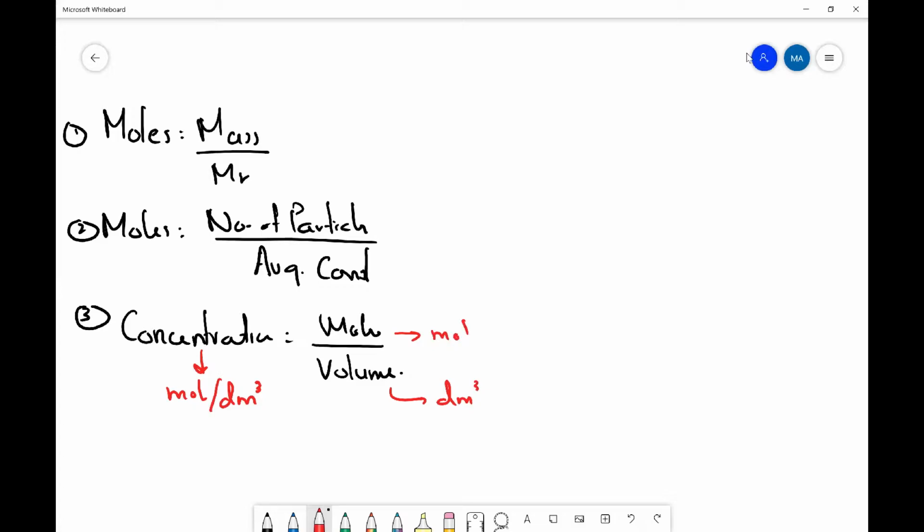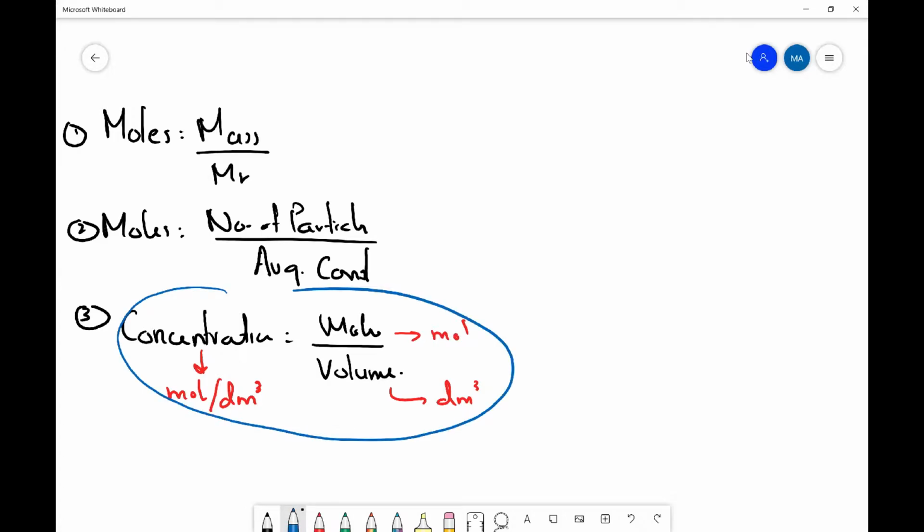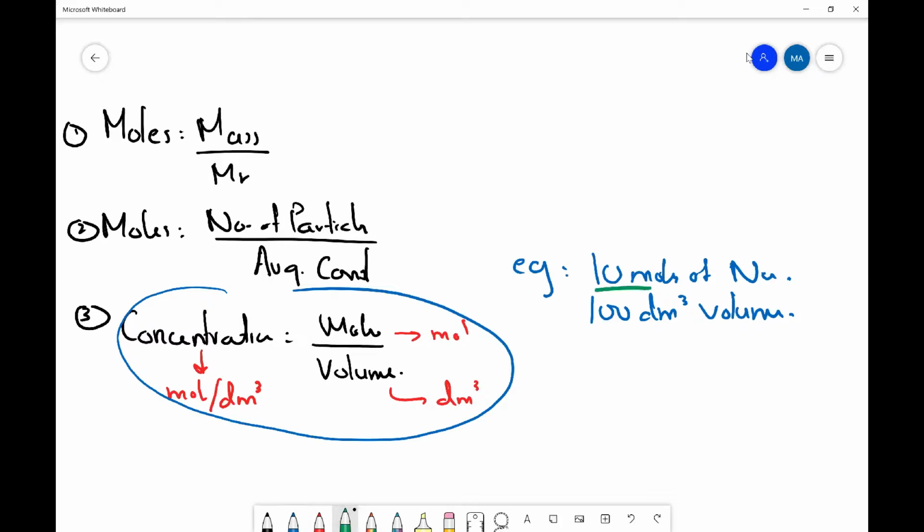All right. So this formula here, the third one, you can use for multiple calculations. You can use it to calculate concentration, moles and volume. You can use it to calculate volume with the help of moles and concentration, and similarly moles with the help of concentration and volume. Let's do an example here. Let's say you have 10 moles of sodium and you have, let's say, 100 dm cube volume of sodium. Okay, so now you're given two physical quantities, the moles and the volume, and you're asked to find the concentration.